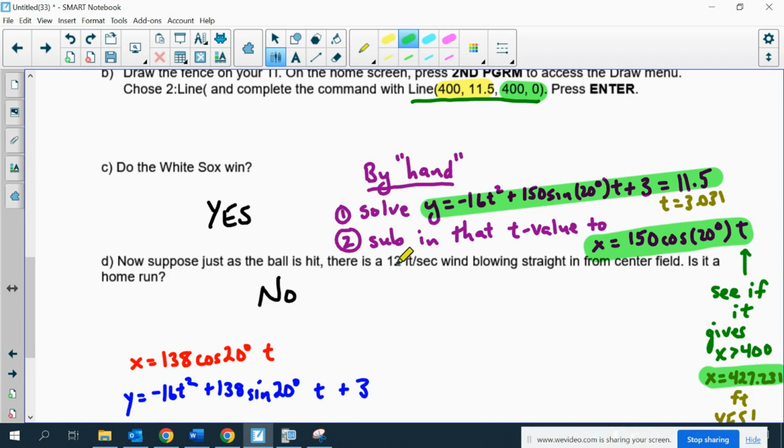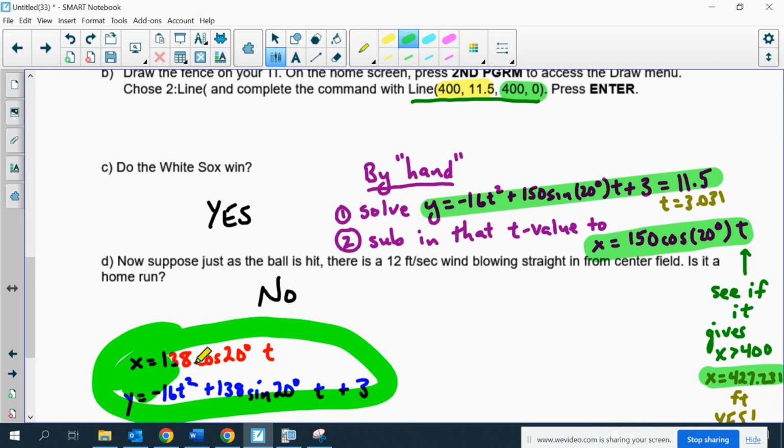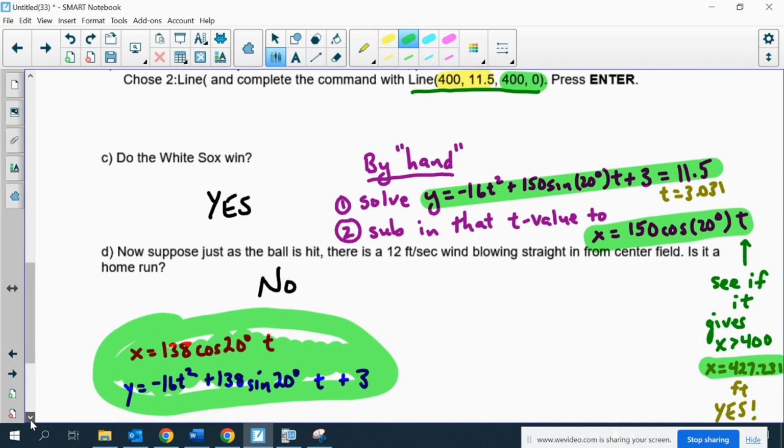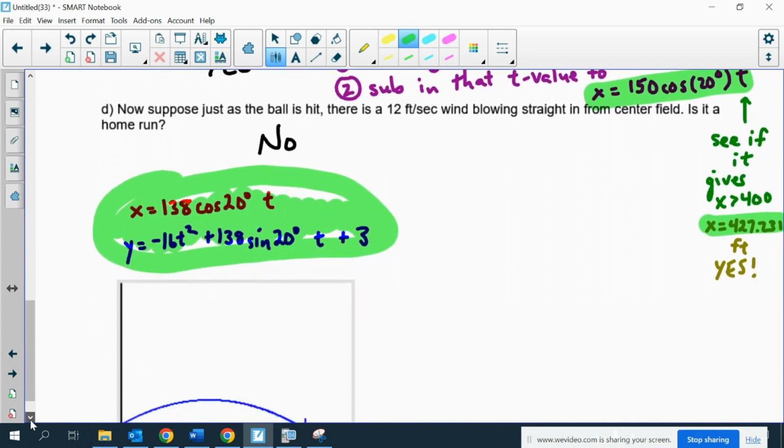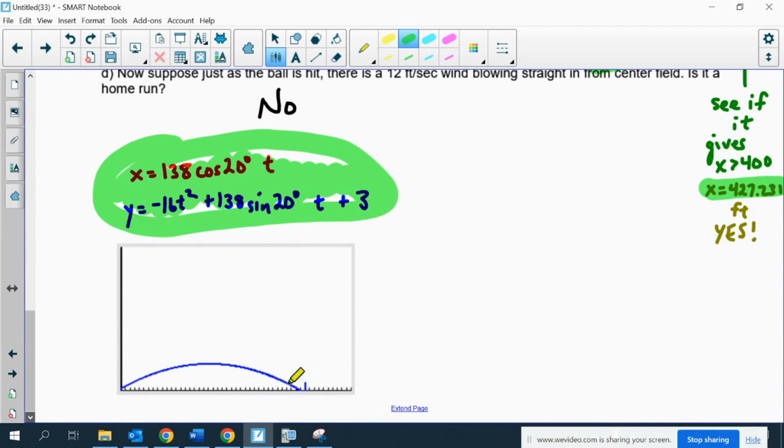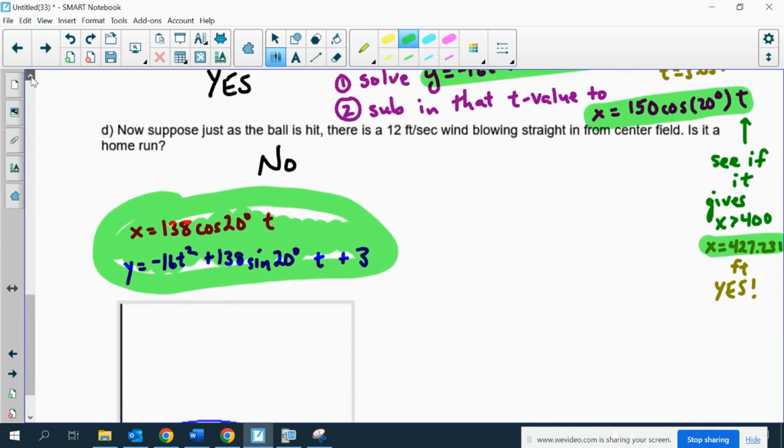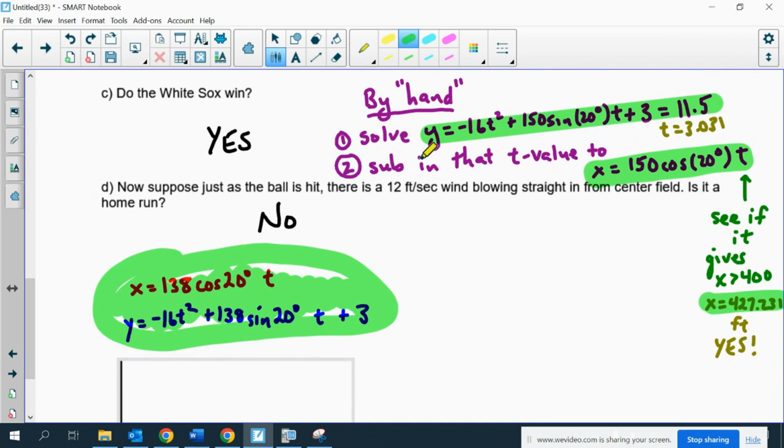Now, suppose just as the ball's hit, there's a 12-foot per second wind blowing in from center field. Then we would change the 150s to 138s. So we have these equations now. And I'm not going to graph that with a live video version, but I just graphed it here, and you can see that it clearly goes short of the fence. So you can graph that on your own and kind of see it, or you can solve it using the exact same method that I did here to confirm that this x value is going to end up being less than 400, which means it's not a home run.